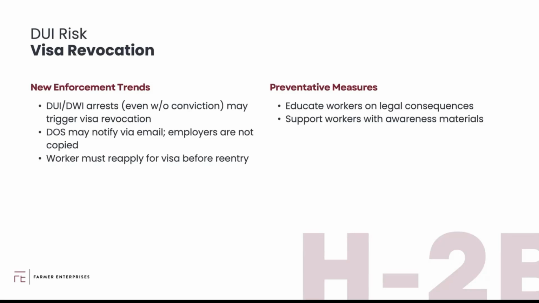And so some things that are important are to educate your workers on legal consequences, support the workers with awareness materials. If they're driving, make sure that they only go the speed limit, that they're aware of the laws and rules here that relate to driving. Make sure to have a really strict no driving while intoxicated policy, just so that they know this is something that we take very seriously as well.